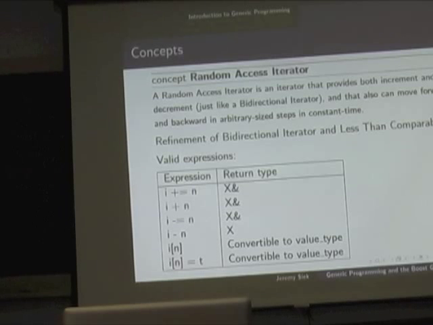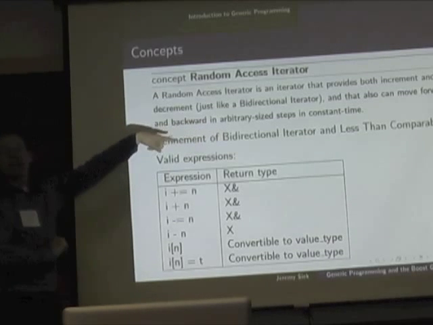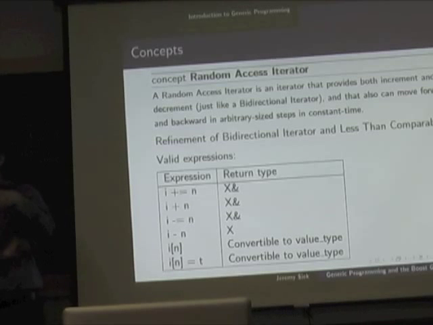So what is a random access iterator? It's an iterator that provides increment and decrement, just like a bidirectional iterator. And it also can move forward and backward an arbitrary number of steps in constant time. That in constant time is crucial, right? Because if you just had a bidirectional iterator, you could move arbitrary size steps, but it takes you linear time to do it. You have to write a loop that gets you from here to there, as they say in Maine.